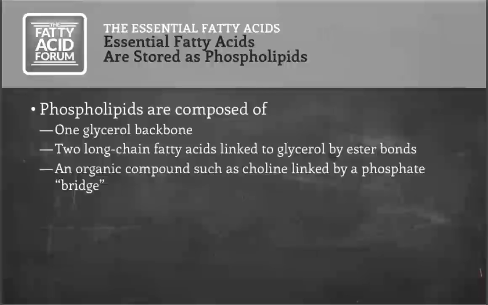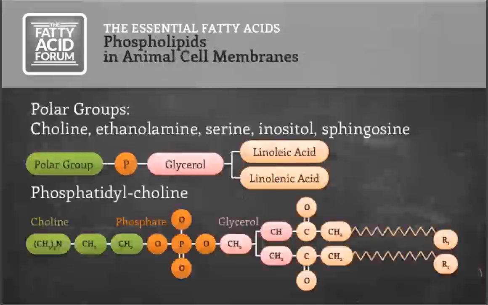And phospholipids are composed of one glycerol backbone, two long-chain fatty acids linked to glycerol by ester bonds, and an organic compound such as choline, which is linked by a phosphate bridge. The structure of phospholipids is illustrated here. The pink box is glycerol with the three carbon molecules with fatty acids attached to two of the carbons, and at least one of those fatty acids is unsaturated. Phospholipids tend to be rich in omega-6 fatty acids.